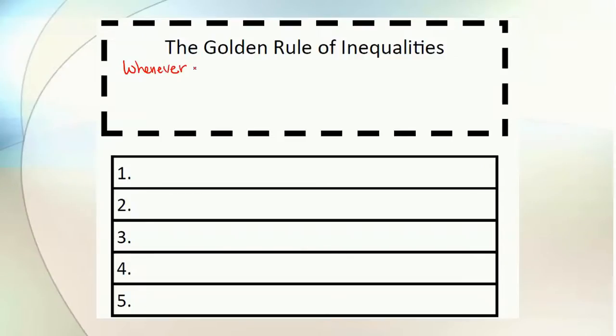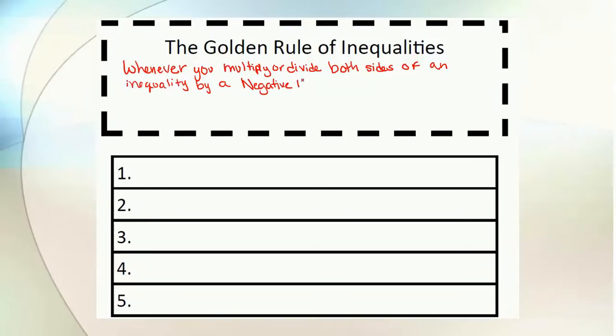whenever you multiply or divide both sides of an inequality by a negative number, you must flip the inequality symbol.